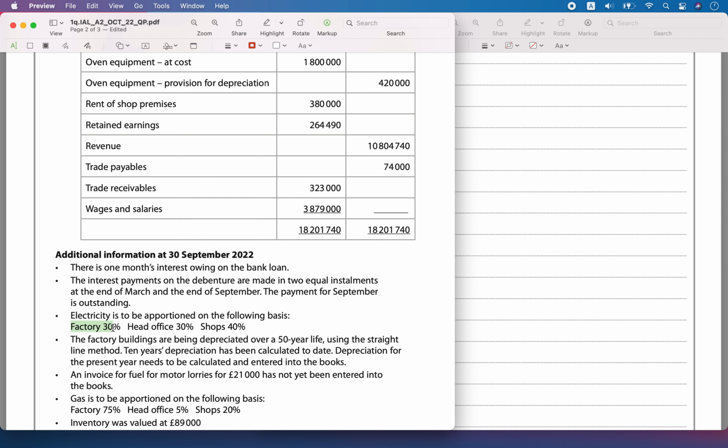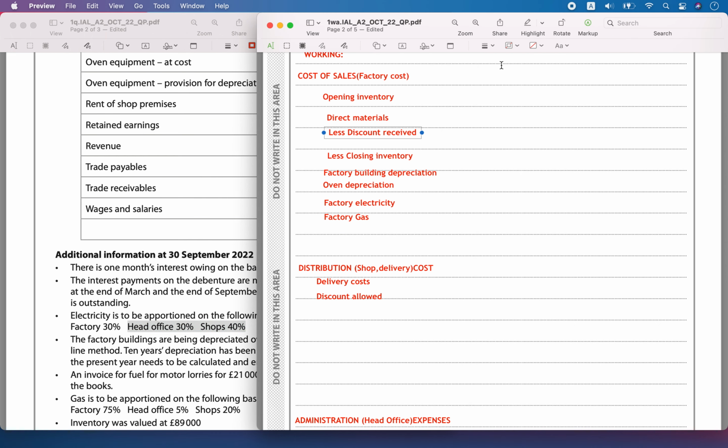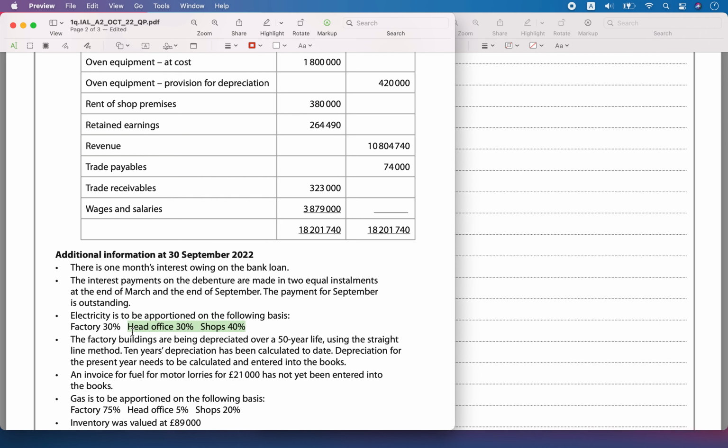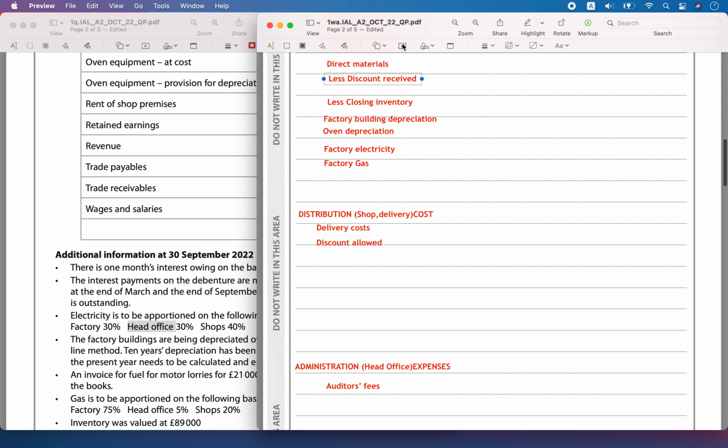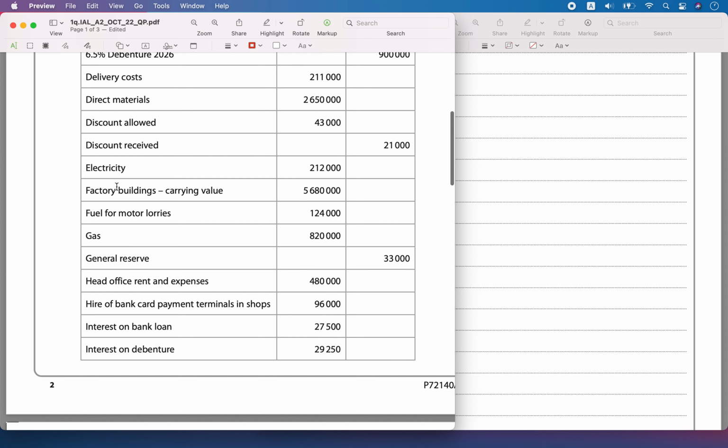Electricity: there is a factory electricity, a head office electricity and shop electricity. So head office electricity is going to come under the administration expense, and then you have the shop electricity, which is used for the distribution.